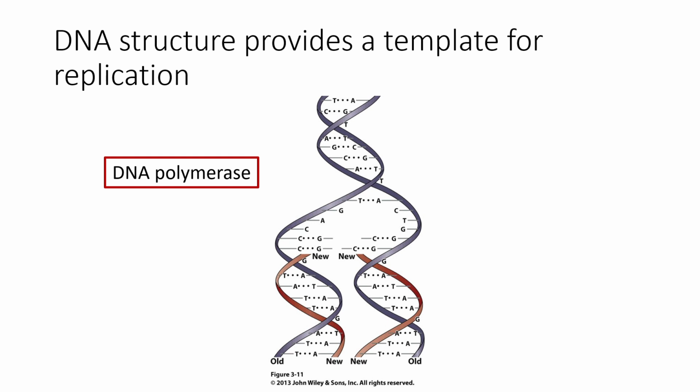Because those base pairs always dictate what the other strand is going to be, we can separate the 2 strands of the double helix apart, and then each one has directions for how to make a brand new strand, which you can see being built along here.